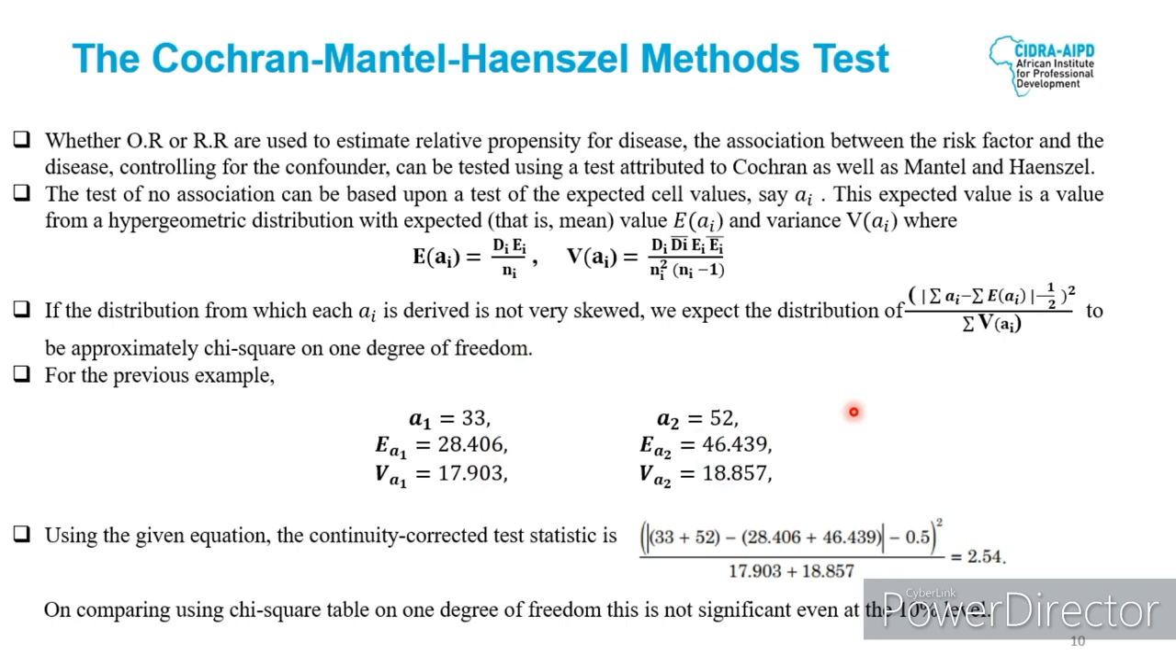All right, I hope you have done this. So using the given equation as shown here, the continuity corrected test statistic, the answer we get, is 2.54. So in comparing using the chi square table on 1 degree of freedom, this is not significant even at the 10% level.